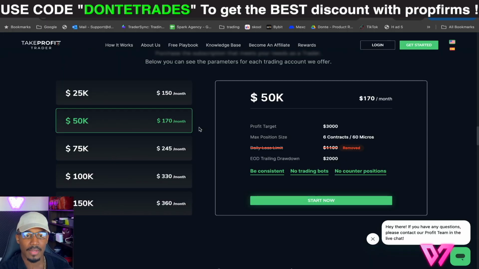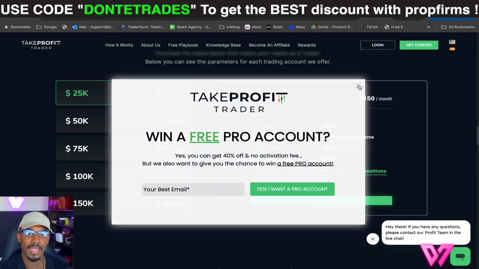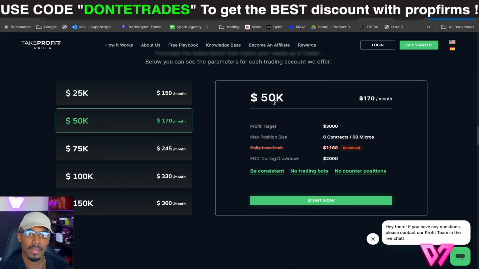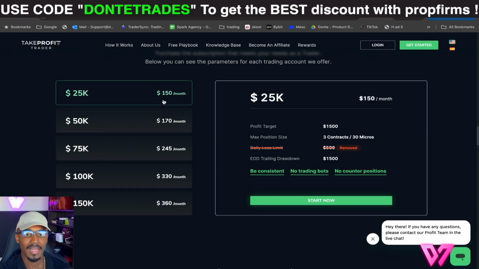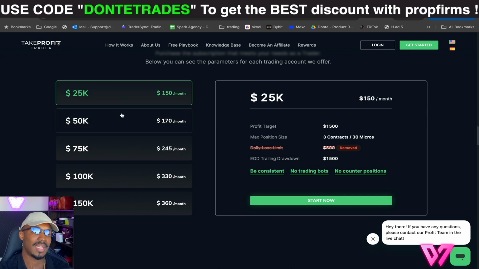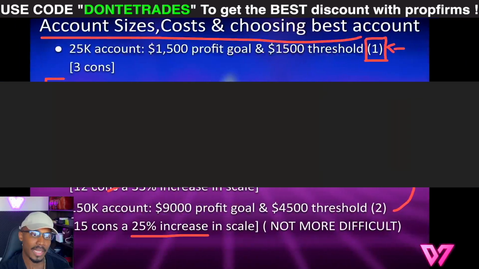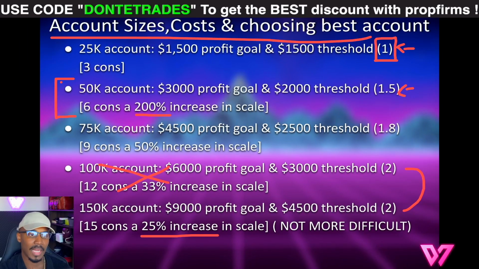For the 25K account, you can see the difference in price between these two. The 25K account is $150, but the 50K account is only $170. So literally for $20 more per month, and it's actually less than that, I think it's only like a $10 or $12 difference between the 25K and the 50K account, you get literally 200% more in leverage and contracts. So for most people, for all intents and purposes, the 50K account is just the best value for money.